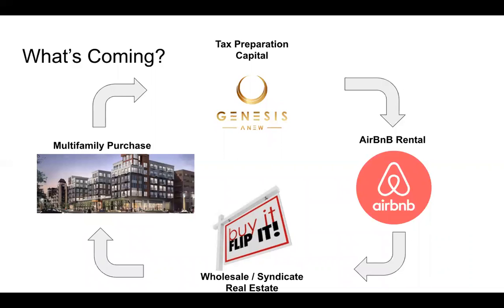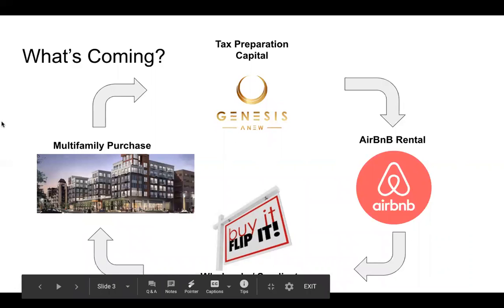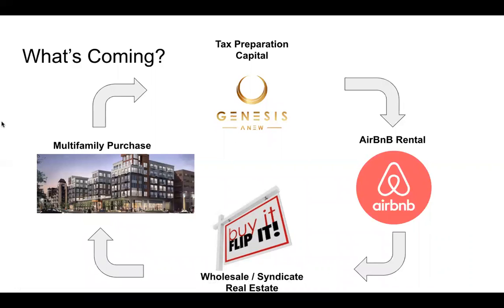All right. So once you do that, once tax season's over, or probably mid-tax season, we're going to go into the Airbnb rental, and I'm going to break all these down. So if you're wondering what all this means and whatnot, don't worry. I'm going to break all this down for you. We're going to go into wholesale syndicate real estate, and these three things: tax preparation, Airbnb rental, and wholesale syndicate real estate are going to allow us to purchase multifamily real estate in bulk or in whole, because we're a group, so we can put our money together under an LLC and purchase multifamily real estate.